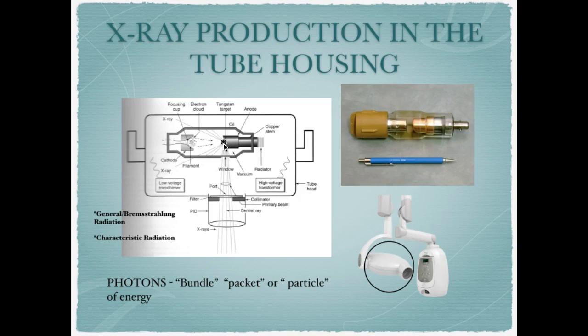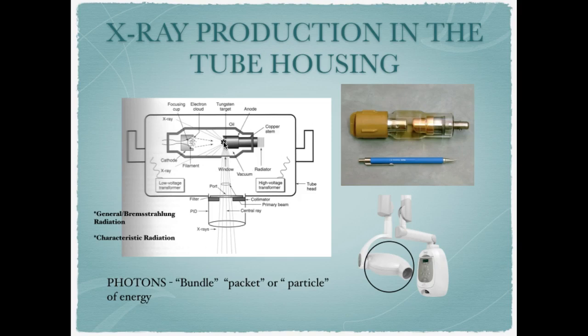Another part of the X-ray photons, the particles, is called characteristic radiation. And this is a small part of the radiation. So two types of radiation are actually produced: general radiation and characteristic radiation.